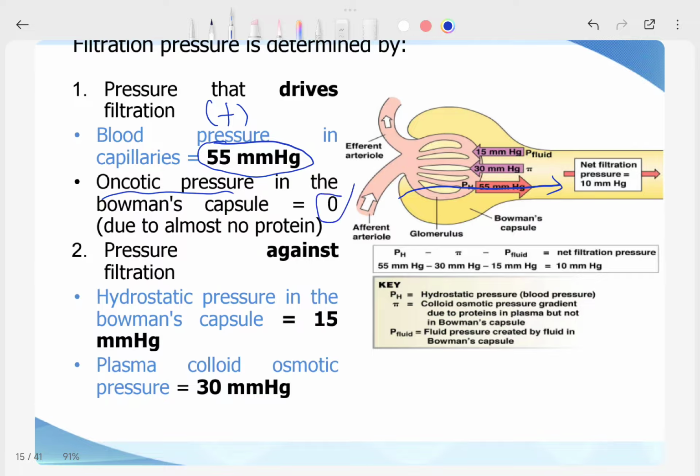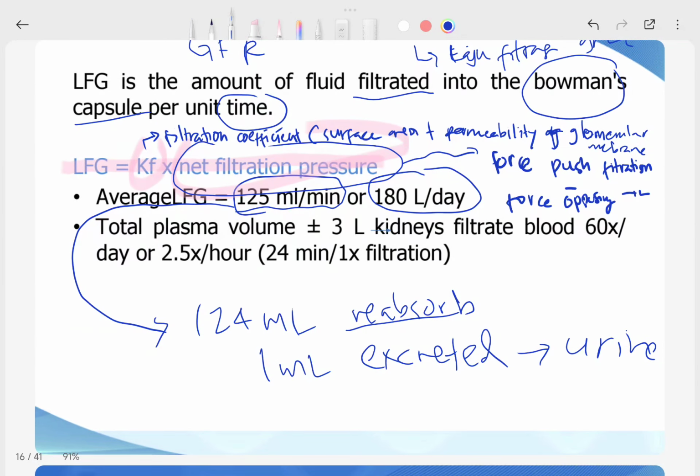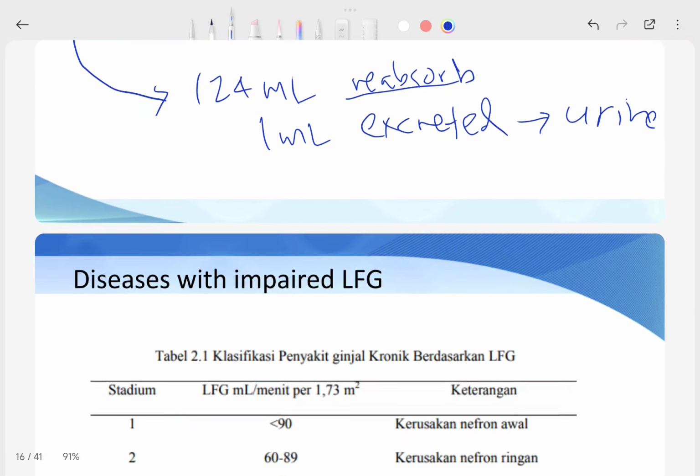And for the pressure that goes against it, we have two types. The first one is the hydrostatic pressure in the Bowman's capsule, which is 15 millimeters of mercury. Because it is opposing, we put a minus here. The second one is the plasma colloid osmotic pressure, which is 30 and also minus. To get the net filtration pressure, like I said before, the pressure that pushes the filtration minus the ones that go against it: 55 minus 30 minus 15 equals 10 millimeters of mercury. I forgot whether Kf has its own number, but the net filtration pressure is this 10 millimeters of mercury.